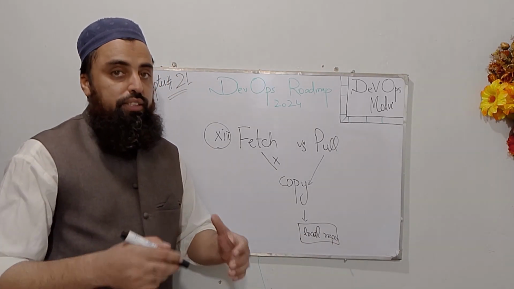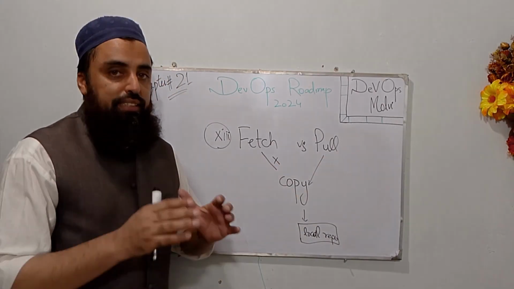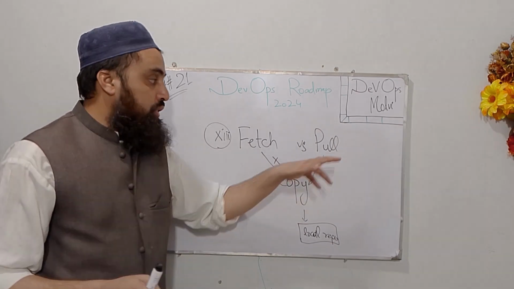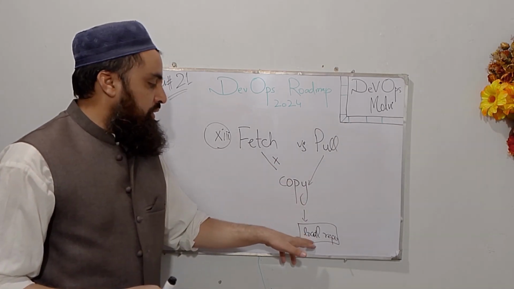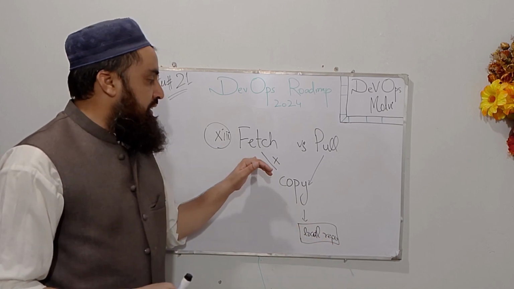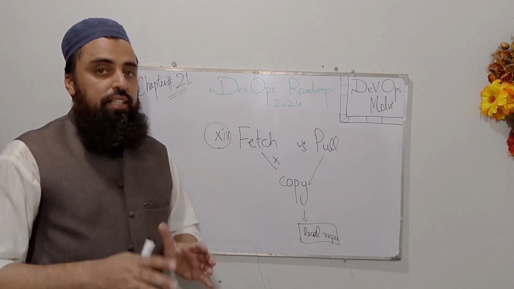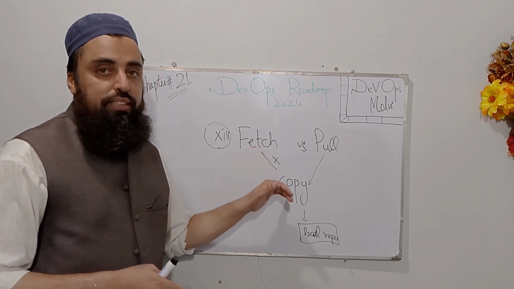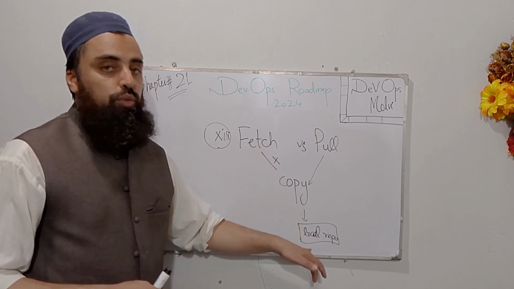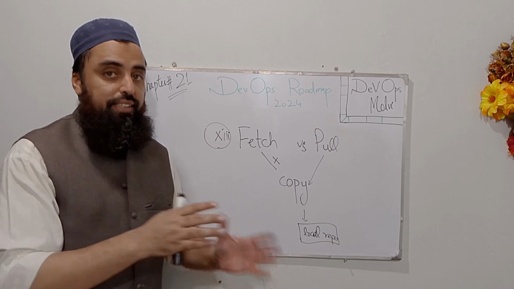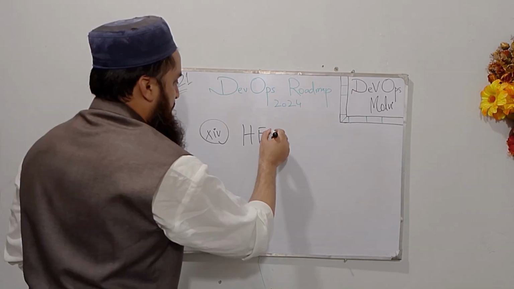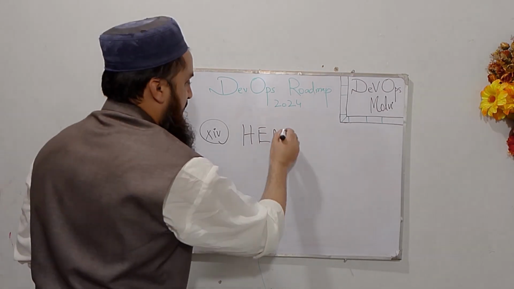So that is actually the key difference. Git pull not only tells us the changes happening with our remote repository, but also copies them into our local repository, whereas git fetch only tells us the changes with our remote repository, and those changes are not copied into our local repository. So that is actually the key difference between git fetch and git pull. Okay fellas, the 14th is head.